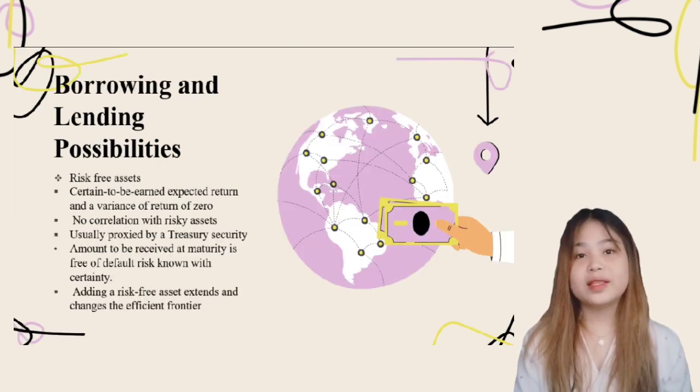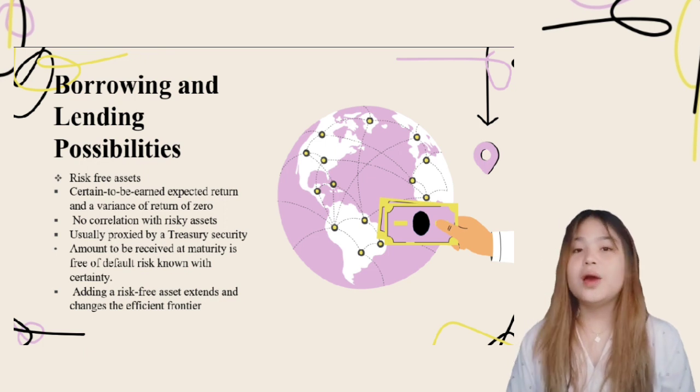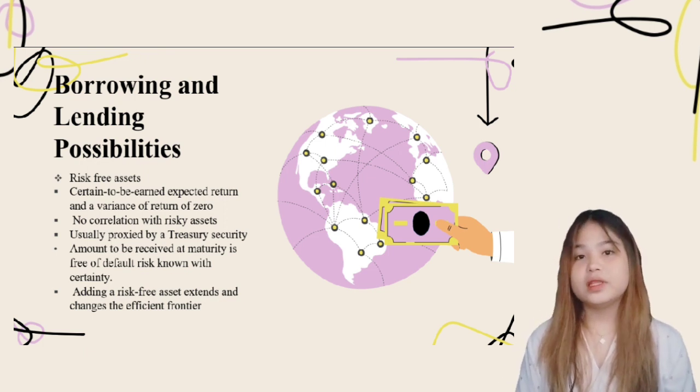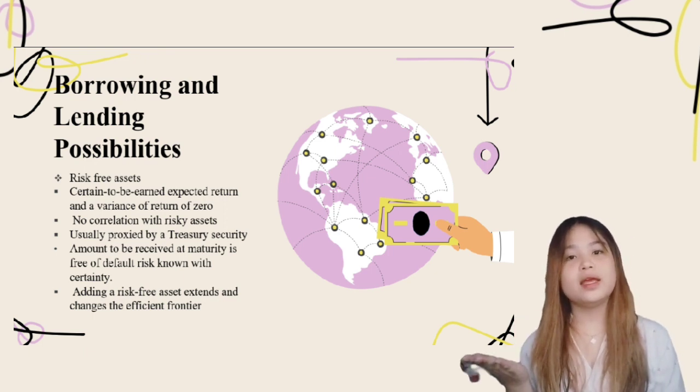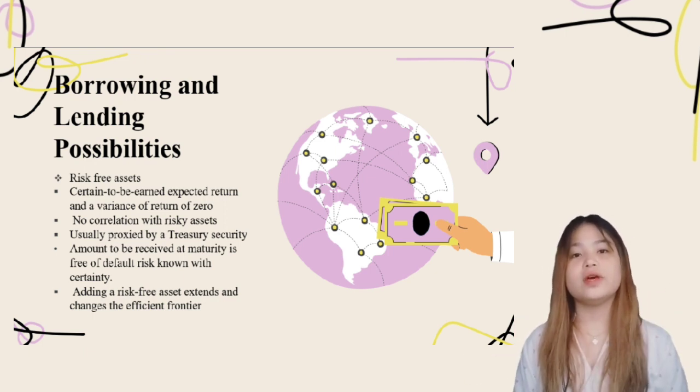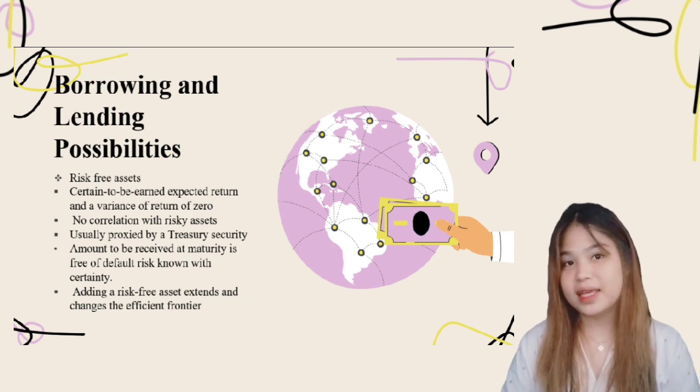Next is borrowing and lending possibilities. Borrowing and lending possibilities with risk-free assets means that an investor borrows money at a risk-free rate in order to invest in some other risky asset.